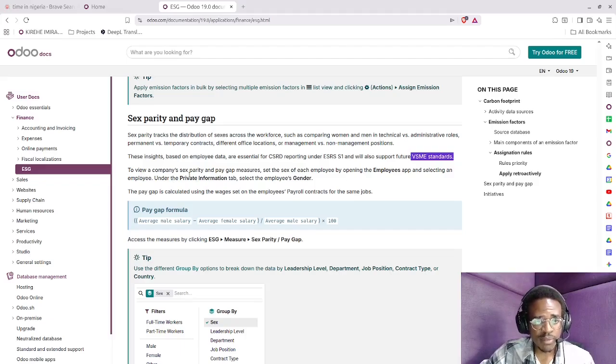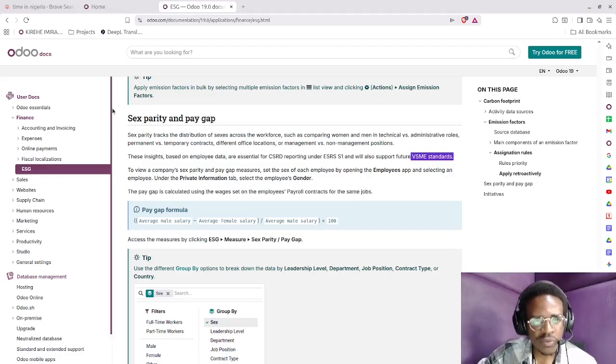Now to view a company's sex parity and pay gap measures, set the sex of each employee by opening the employees app and of course going to the private information and selecting their gender. Now because you're not going to come back to this documentation, how do you calculate pay gap? Pay gap is given by average male salary minus average female salary. Divide that by average male salary. The result you get there, multiply by 100.